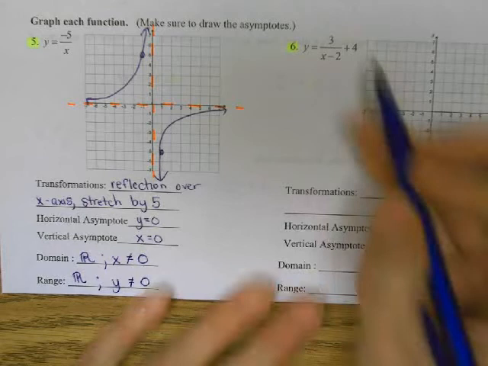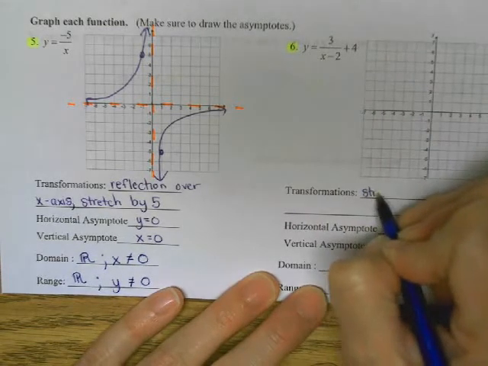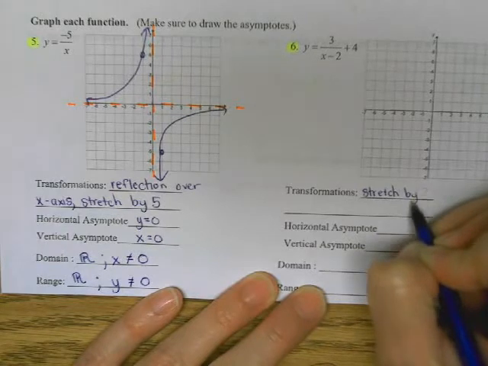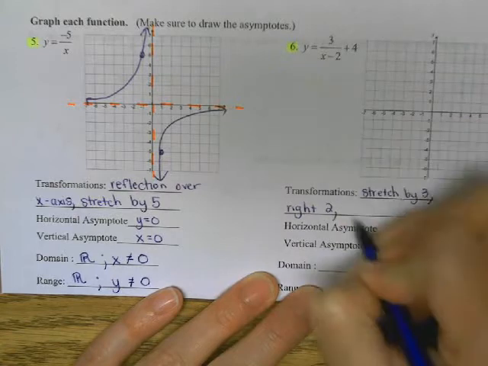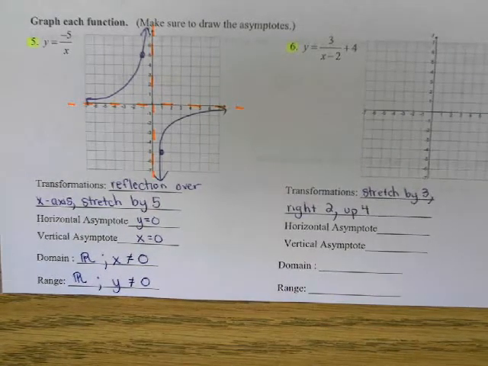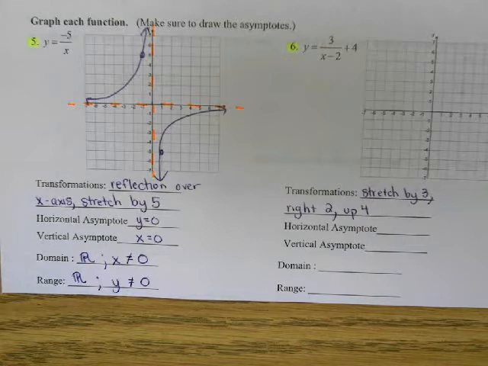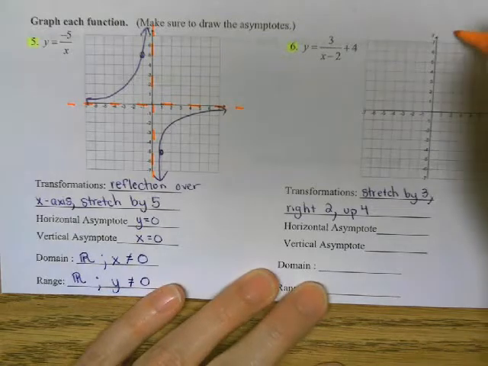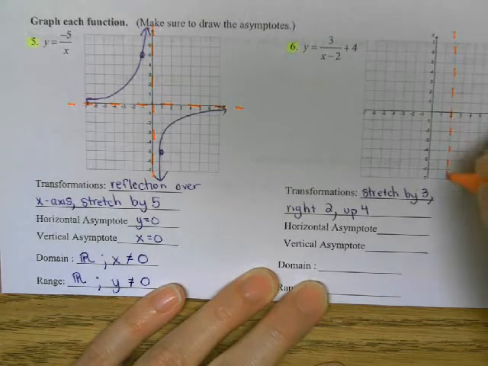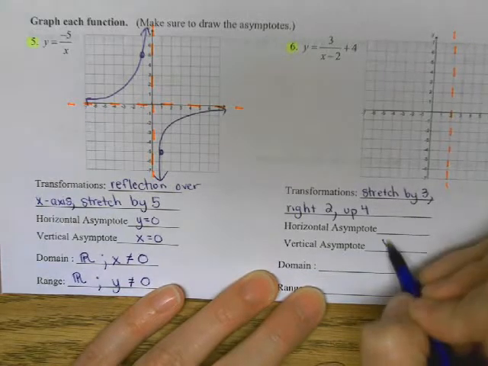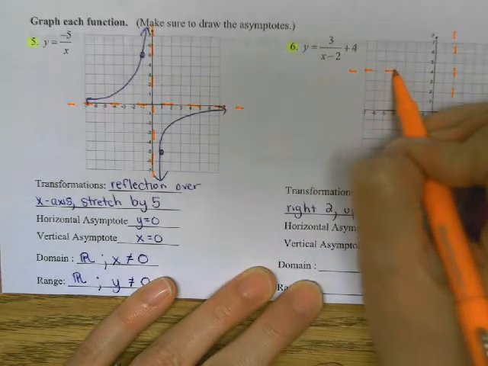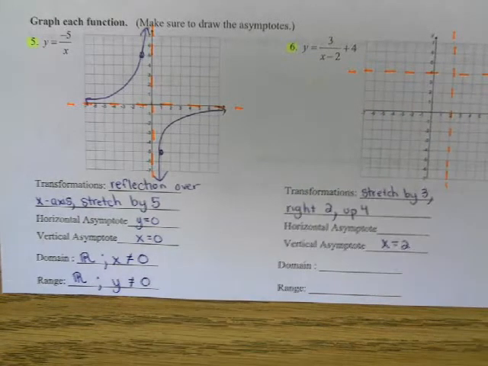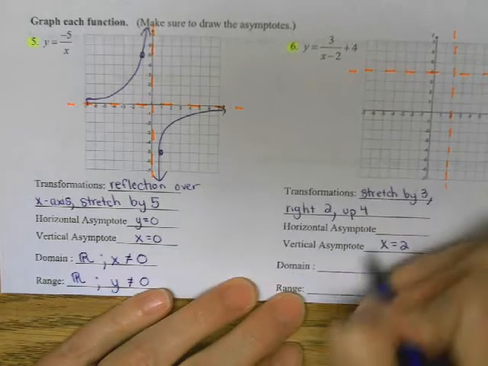All right, number 6. This time let's look at the different transformations that are being made. So you're stretching by 3. You're moving to the right 2 and up 4. So when you shift your graph left, right, up, down, that shifts your asymptotes left, right, up, down. So if I'm going to move to the right 2, that means my vertical asymptote is now at x equals 2. If I'm going to move the entire graph up 4, that means my horizontal asymptote is now at y equals 4.